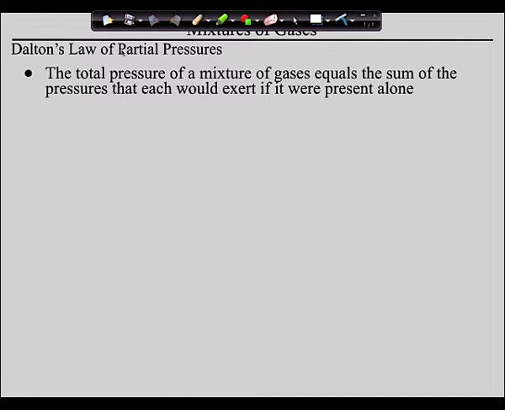So if you have a mixture of gases, and if you know the pressure of one gas, and if you know the pressure of the other gas, they add up to give you the pressure of the total system. And you go, yeah, that kind of makes sense. Until you really start to think about it. And then you find out it's maybe not as obvious as you think it should be.